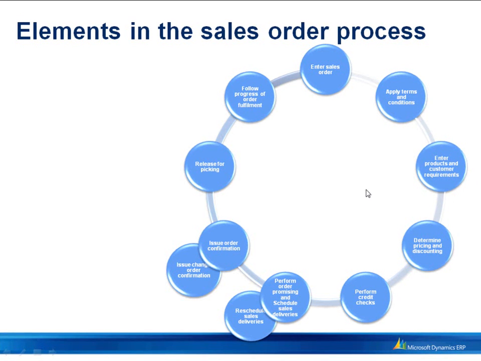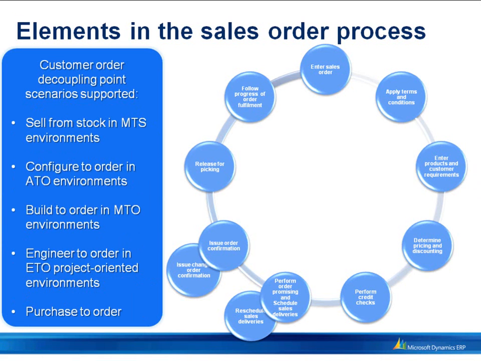Presented on the left side of the slide is the customer order decoupling point. And the customer order decoupling point determines the sequence of and the number of iterations for the selective elements presented in the sales order process wheel. The customer order decoupling point scenarios supported briefly sketches the various high-level scenarios supported sales order process-wise in Microsoft Dynamics 2012. The customer order decoupling point is the axis used when differentiating the sequencing and the relative importance of the process elements illustrated in the process wheel.